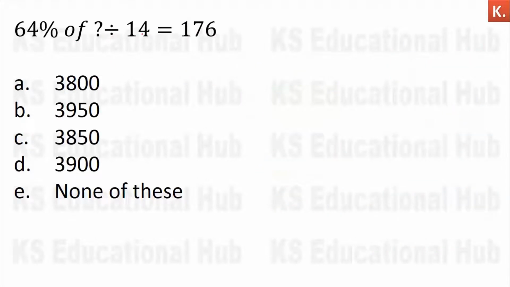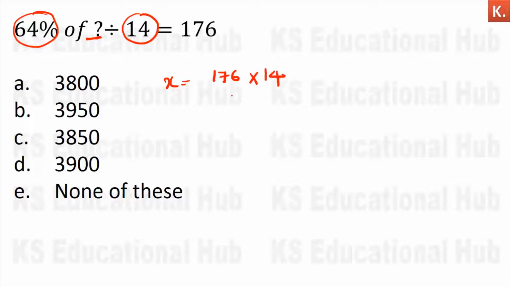64% of question mark divided by 14 is equal to 176. Right? So see here, this question mark is in the numerator. So I am going to transfer this portion to the other side and this portion as well. So x is equal to 176 take as it is. This 14 is in the denominator, so this denominator 14 will be going to the numerator. Divided by 64 which is in the numerator, that will be coming to the denominator.